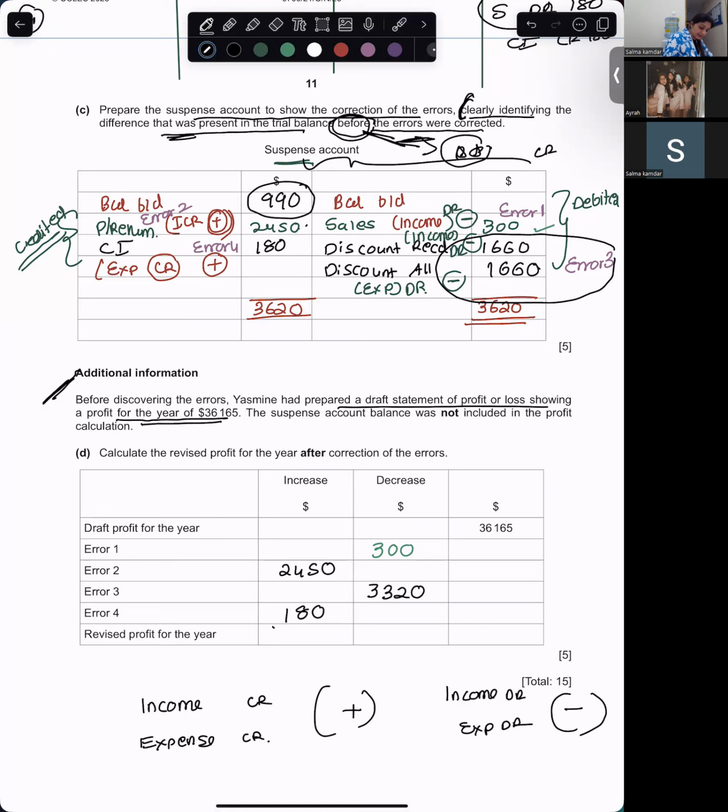So what is the total that you're going to add? It's going to be 2450 plus 180, 2630. What is the total that we are going to subtract? 990 plus 1660 plus 1660 plus 300, that is 3620, right?